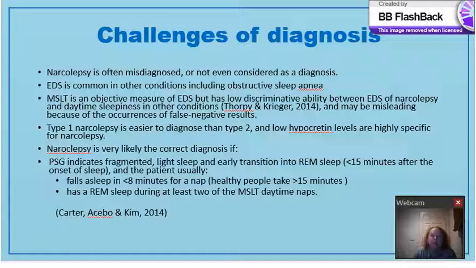Type 1 narcolepsy is easier to diagnose than type 2, and low hypocretin levels are highly specific for narcolepsy. Therefore, narcolepsy is reasonably likely to be the correct diagnosis if a PSG indicates fragmented light sleep and early transition into REM sleep, less than 15 minutes after the onset of sleep, and the patient usually falls asleep in less than 8 minutes for a nap, whereas healthy people take more than 15 minutes, and the person has REM sleep during at least 2 of the MSLT daytime naps.